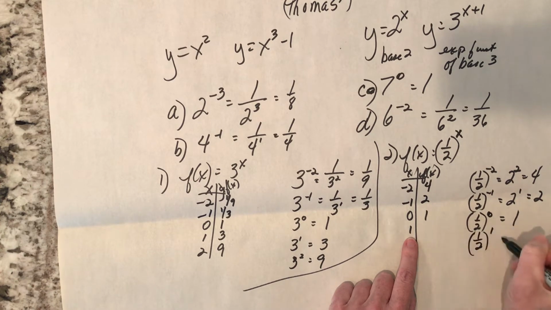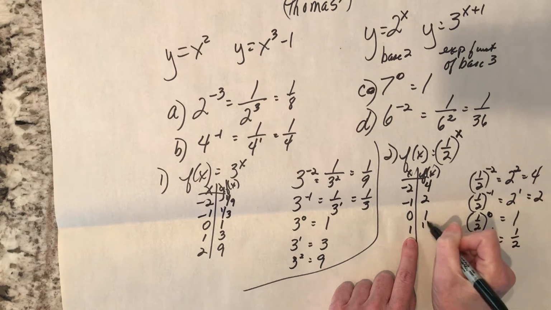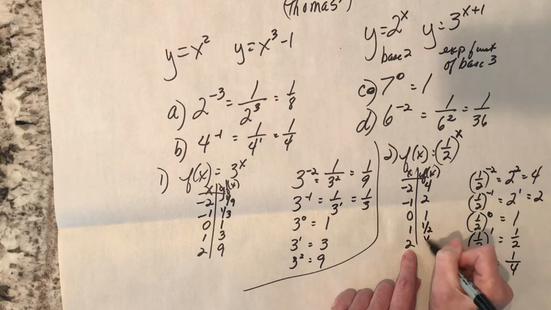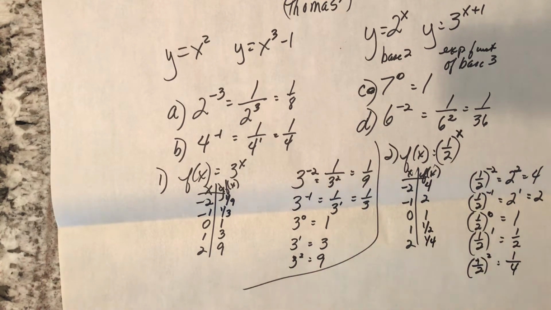Let's look at 1. 1/2 raised to the first power is just 1/2. And then 1/2 raised to the second power: 1 squared is 1, 2 squared is 4. So let's graph that.